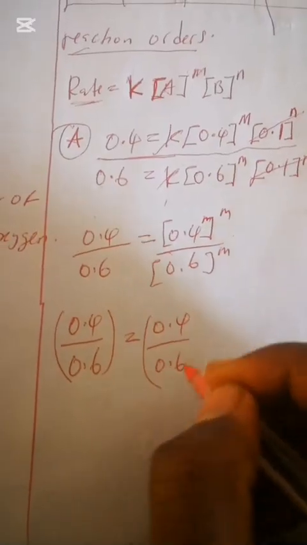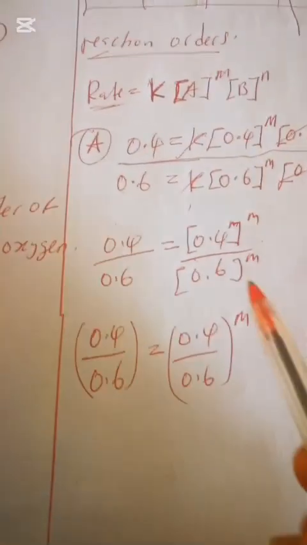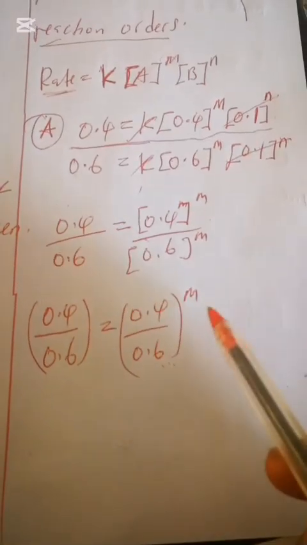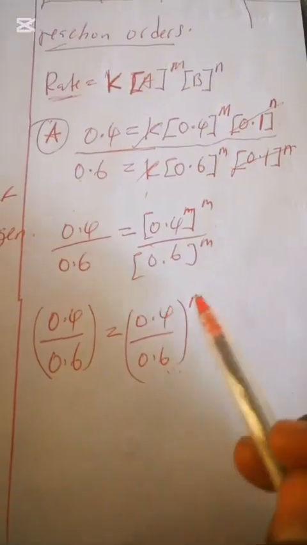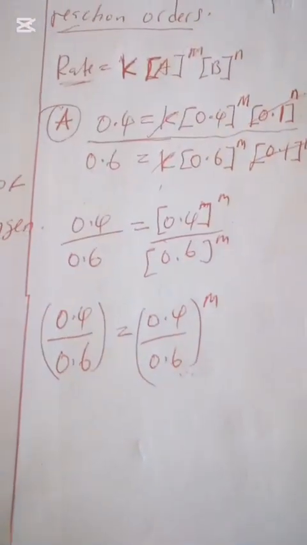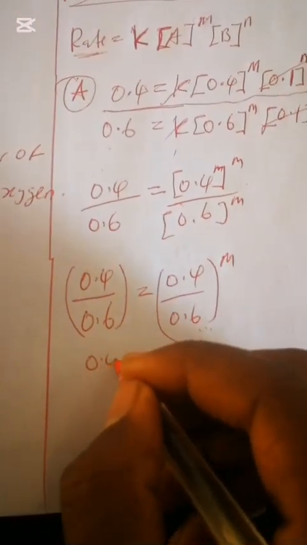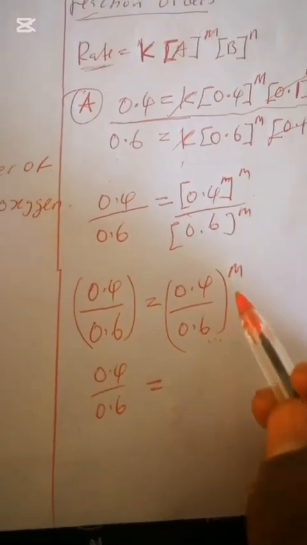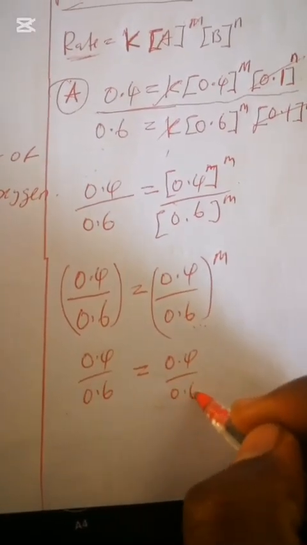According to indices, we learned this. It is simple, because if we put the power m on 0.6 and the power m on 0.4, it is the same. Yes, it is the same. So now here we have 0.4 over 0.6, and here we have 0.4 over 0.6.